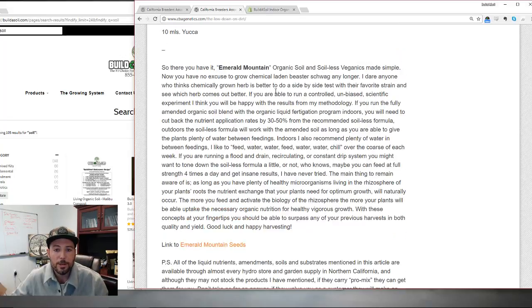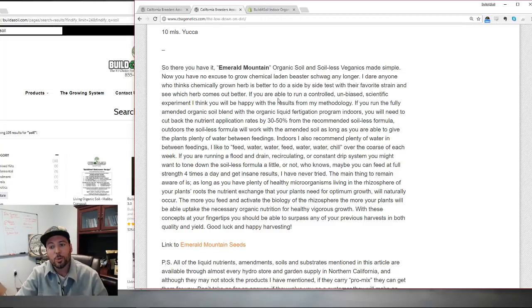Last part of this article, there you have it. Emerald Mountain, organic soil, soilless veganics made simple. Now you have no excuse to grow chemical lab beast or swag anymore. I dare anyone who thinks chemical grown herb is better to do a side-by-side test with their favorite strain and see which one comes out better. I'll help you do that. Contact me. If you're looking to switch, I want you to do a side-by-side.